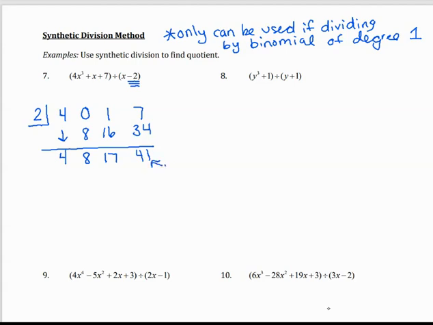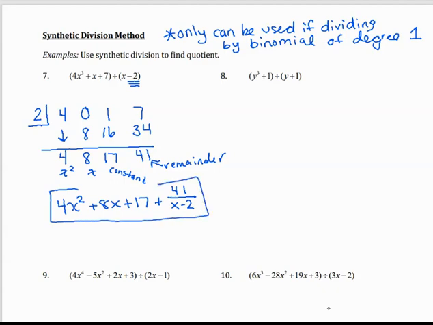This last column is the remainder column. And then we work backwards. So if this is my remainder column, then this is my constant. This will be x to the first. This would be x squared. And if there was more, we'd keep on going. So that's telling me my solution is 4x squared plus 8x plus 17 plus a remainder of 41. Remember that remainder always goes over my divisor. And there's your solution. Okay? You try number 8. Don't forget those gaps.